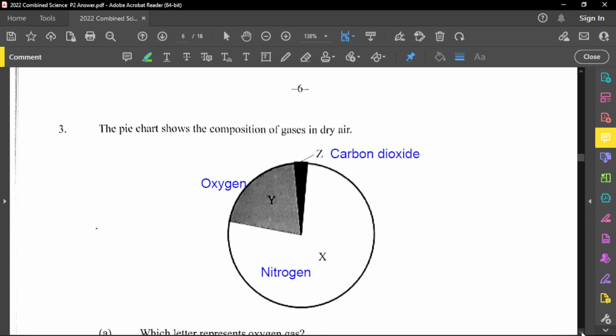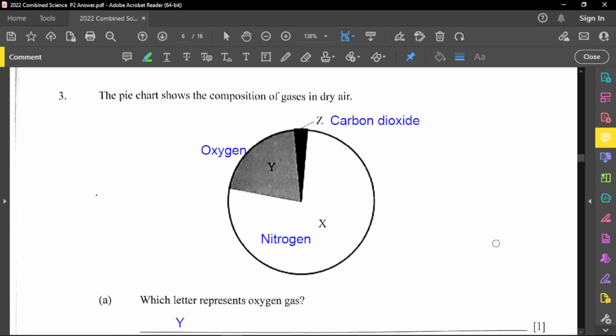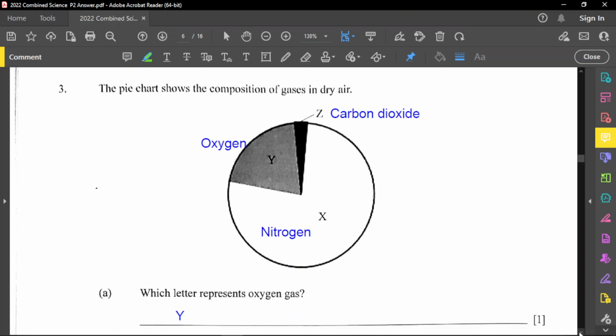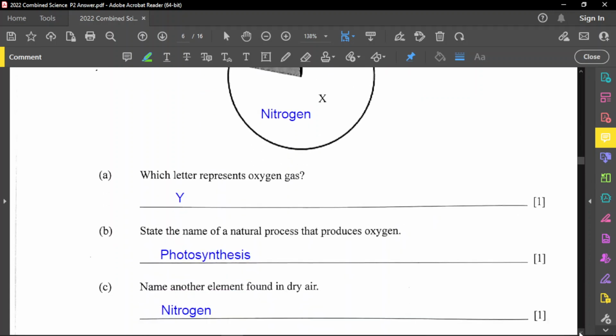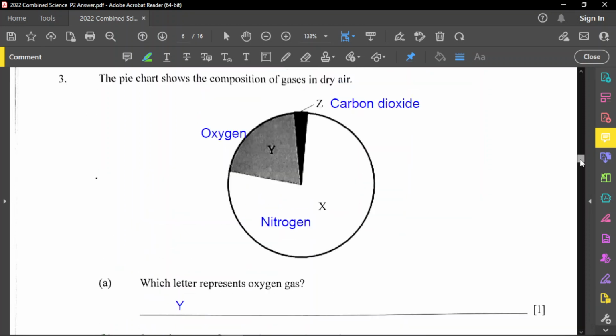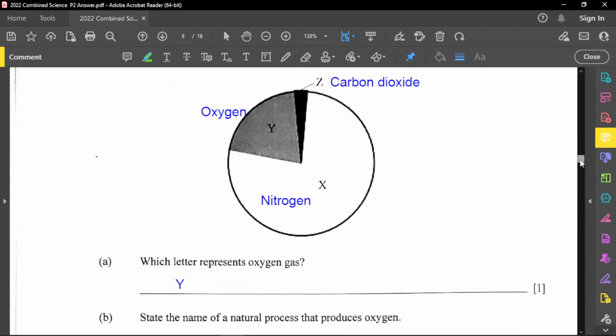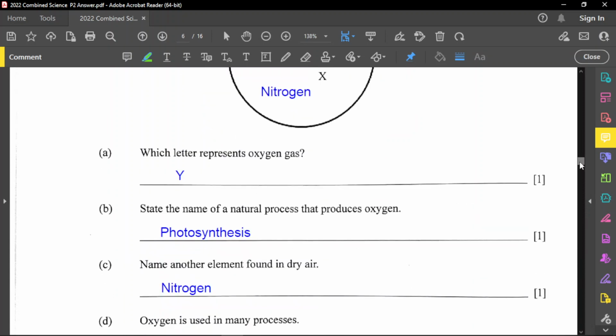Question number 3. The pie chart shows the composition of gases in dry air. I can label them real quick. We have nitrogen, which is the largest, then oxygen, then carbon dioxide. For part A, which letter represents oxygen? That will be Y, based on my labeling. Part B says state the name of a natural process that produces oxygen, and that process is photosynthesis, which is done by plants and plant-like organisms.